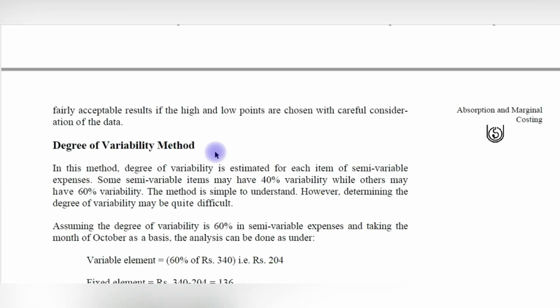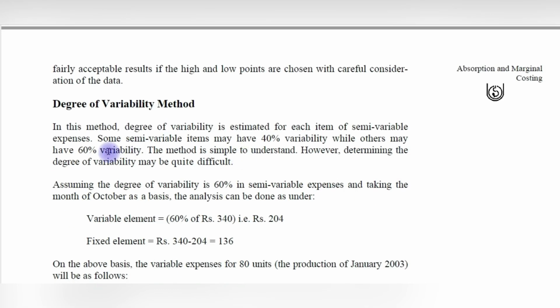Now we'll see the next method. This is the degree of variability method. This is nothing but a percentage will be given. For these items, the variable costs will be 40%, for these the variable costs will be 60%. Like that, the degree or percentage will be given directly. In this method, the degree of variability is estimated for each item of semi-variable expenses. Some semi-variable items may have 40% variability, while others may have 60% variability. So the portion of variable expenses will be given in percentage.